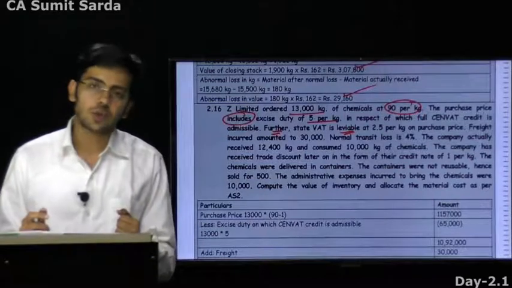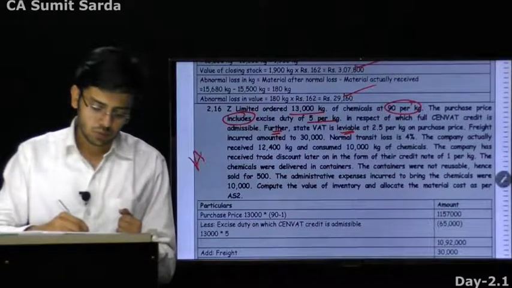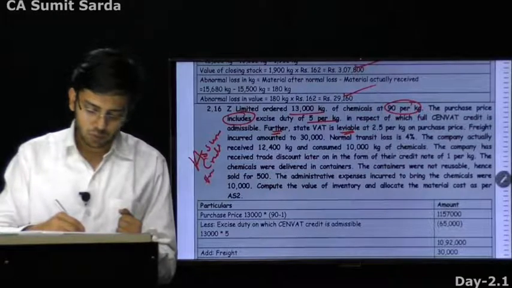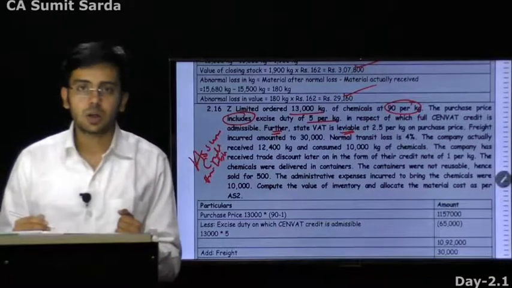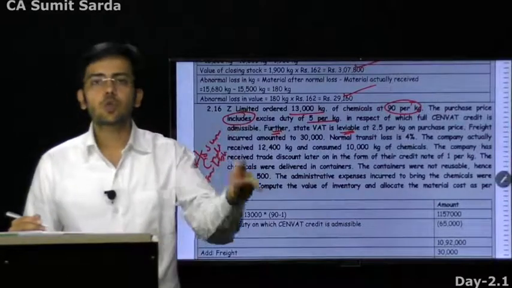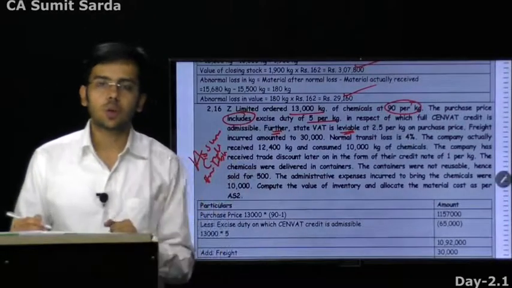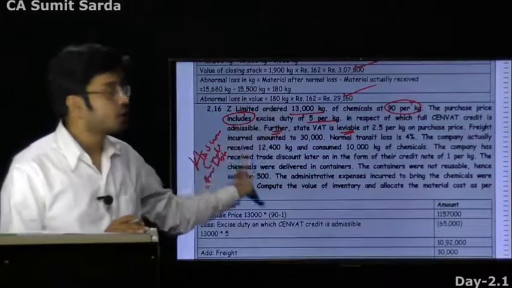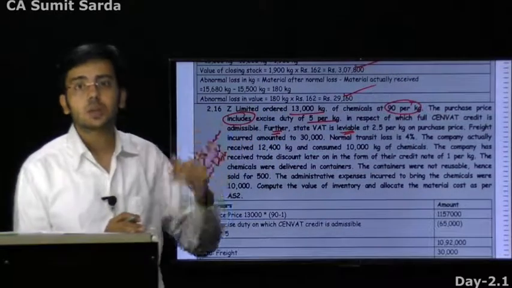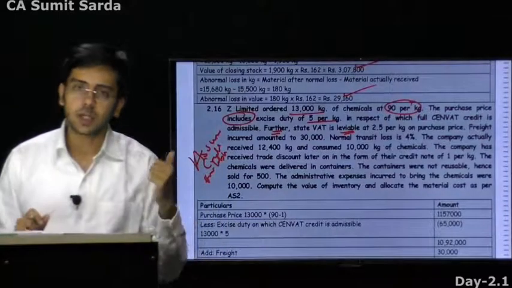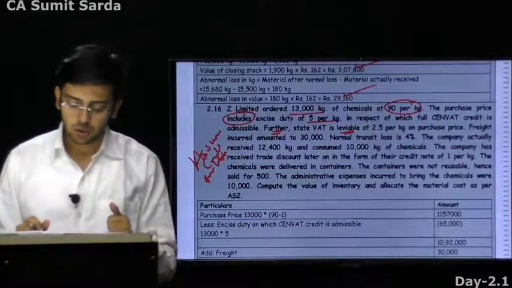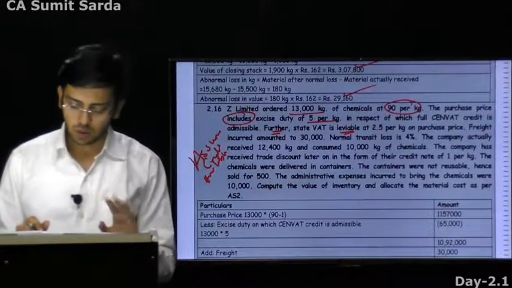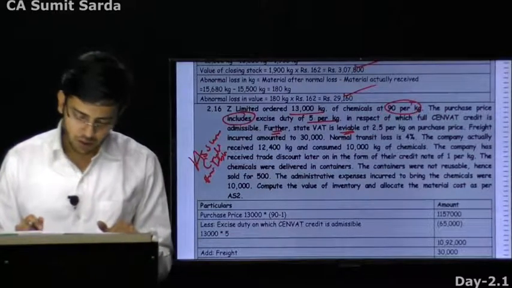So either you assume credit available. If I assume that credit is available, I will not include this 2.5 in my inventory cost, neither am I going to deduct it, because it is not includable, it is further leviable. It is further leviable, so not included in the 90 per kg price. So 2.5 is not to be included, neither to be deducted, because credit is admissible.